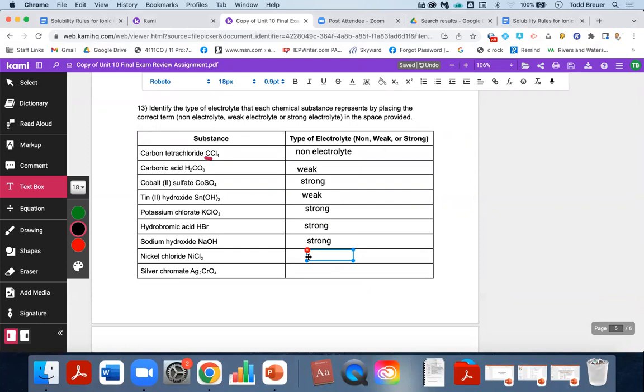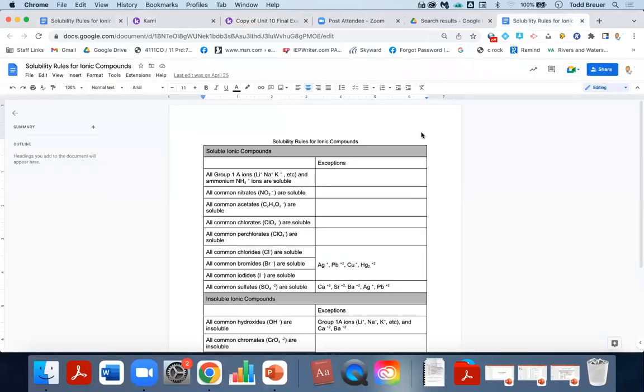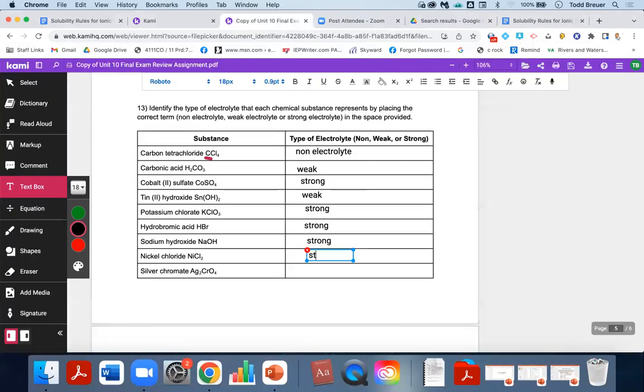Nickel 2 chloride. So we're looking at a chemical that begins with a metal, ionic compound. We want to check the solubility of it. Chlorides, basically they're all soluble unless it's silver, lead, copper 1, or mercury 2. So this is not any of those. So we're going to make the assumption that this is soluble. And soluble ionic compounds make strong electrolytes.